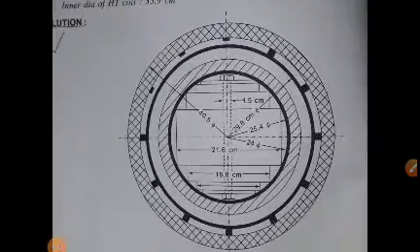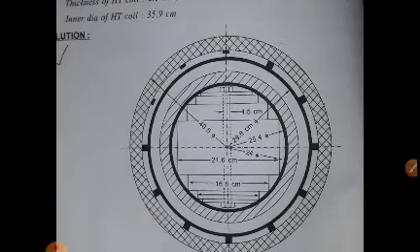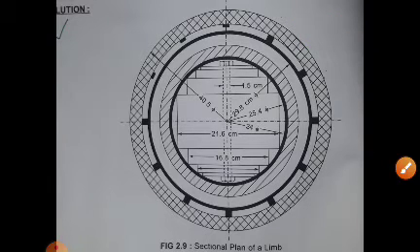Now you can see the given figure in your textbook. What is given? Draw the sectional plan of one limb showing the winding on a core of an oil-immersed three-phase transformer with the following data. Three-phase, three limbs. So this is the first limb, for example the OR phase. Similarly, Y phase is another one, B phase is another one. Let us take the OR phase limb.